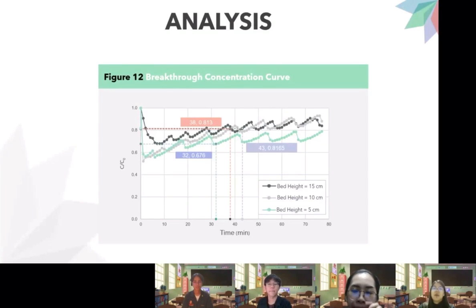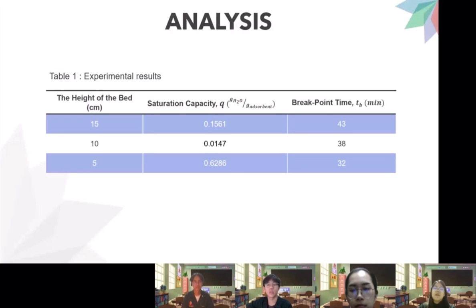The shortest breakpoint time is 32 at a bed height of 5 centimeters. The longest breakpoint time is 43 at a bed height of 15 centimeters. From the information in Table 1, when the height of the bed increased, the breakpoint time also increased. Due to the increased adsorbent bed area, the bed absorption time is increased, and the saturation capacity shown in Table 1 can be calculated by the weight of the water absorbed divided by the weight of the adsorbent.